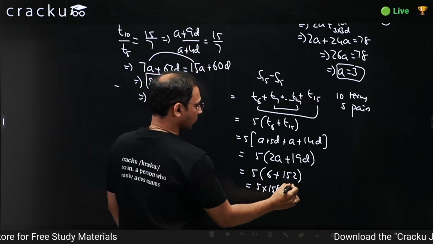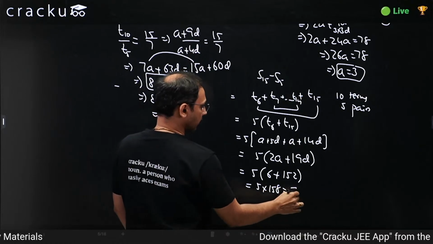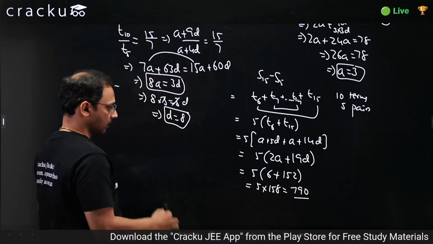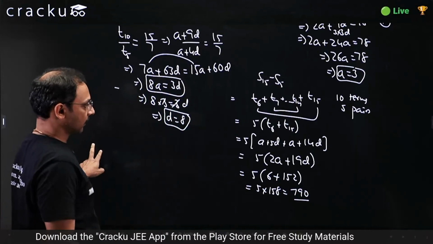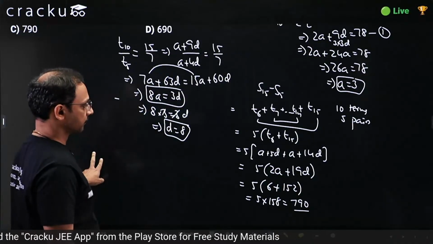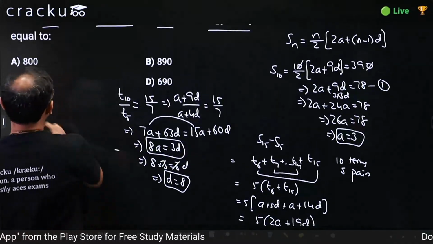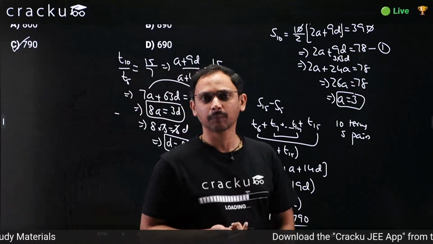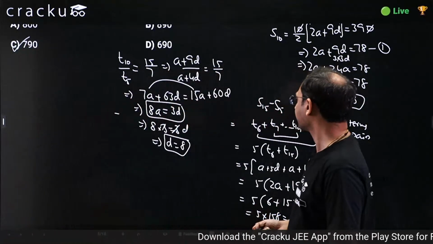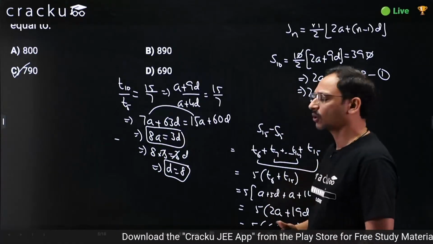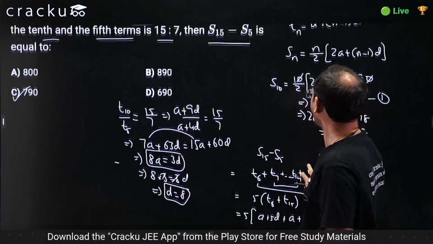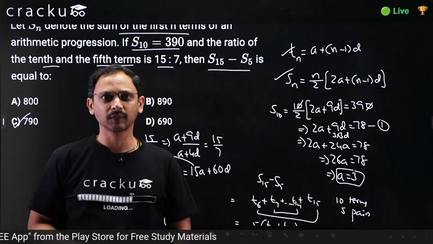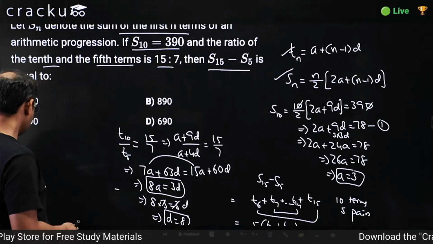Or 5 into 158. That will be 790. 158 by 2 is 79, so 790. Yeah. So 790, third option is the correct answer. So again, for problem based on the direct formula, but there is some working because we have 2 equations. But ultimately, it will boil down to knowing the general term formula and sum of the n terms formula.